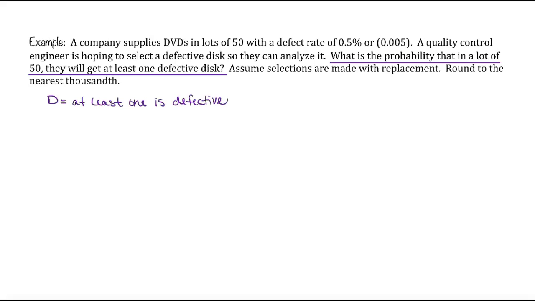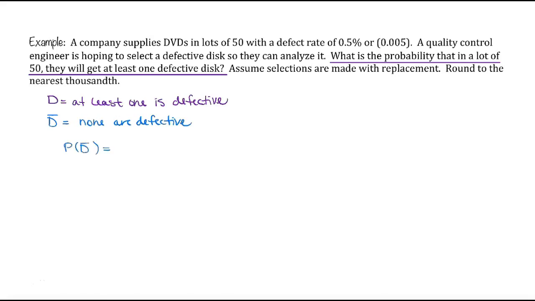Calculating the probability of event D can be difficult because to calculate the probability of at least one, we would need to take into consideration the probability of pulling one defective disc, 2 defective discs, 3 defective discs, all the way up to 50. So let's instead use the complement of event D to calculate this probability instead. The complement of D is that when pulling 50 discs, none are defective. This is a more straightforward probability to calculate.